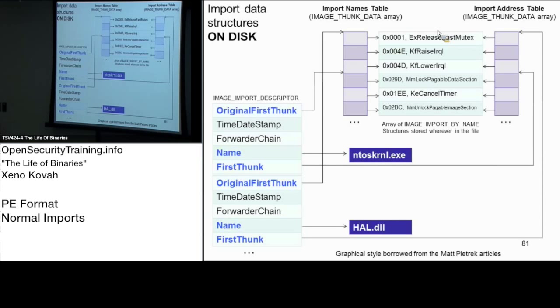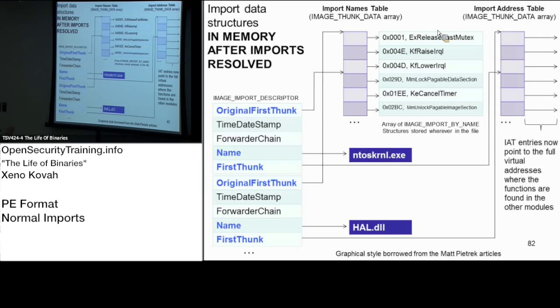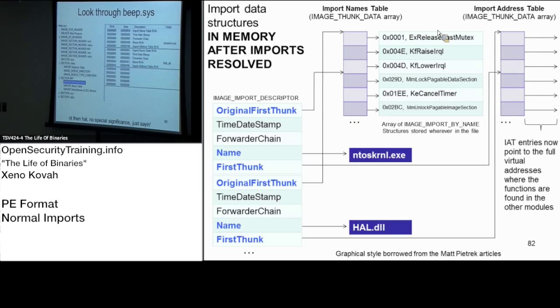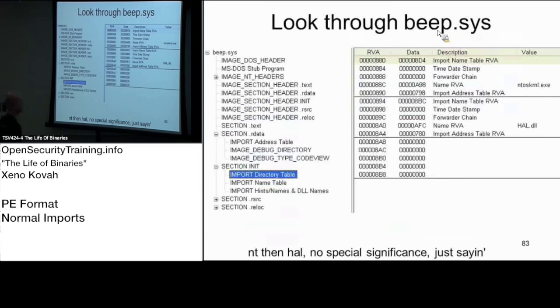That's what it looked like on disk, and this is what it looks like in memory. The only difference is, whereas originally they both point at the same data structure, once you actually load it up, that table gets filled in with the function pointers to these particular functions. All right, so I guess this was beep.sys that I loaded, the second most simple kernel driver after null.sys. So beep.sys imports from ntoskernel and HAL.dll, and it's got its particular entries where it says, here's where I want you to look up the function names that I'm importing, and here's where I want you to place the function addresses once you've resolved them.